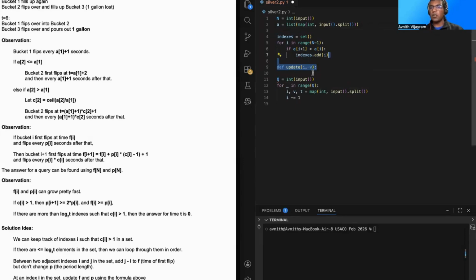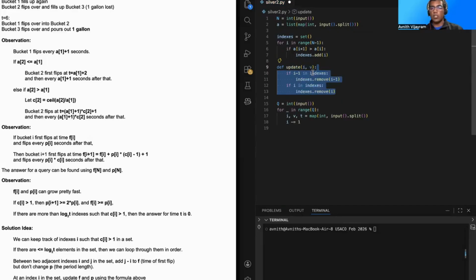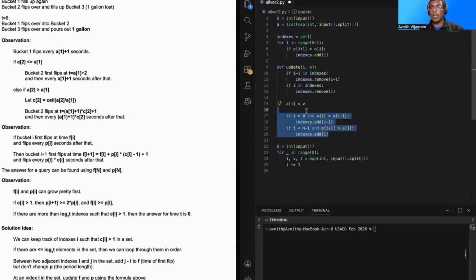And then we can define a function which will process the updates in each query and update our set of indexes. The update is coming to index I. So if I minus 1 or I is currently in the set, we want to remove it. Then we can make our update. And now we can add it back if it satisfies the condition, right? So if A of I is greater than A of I minus 1, we add I minus 1 to the set. If A of I plus 1 is greater than A of I, we add I to the set. And this just updates our indexes based on our query, setting A of I to V.